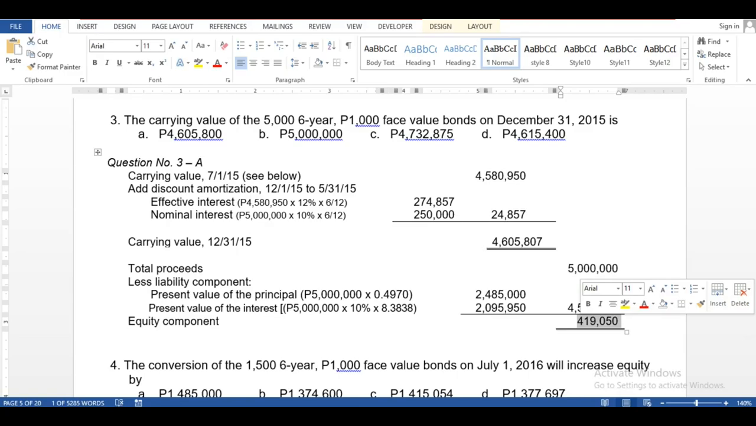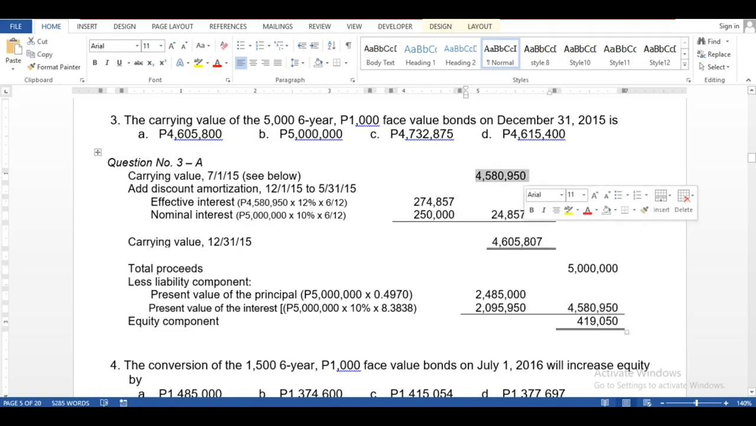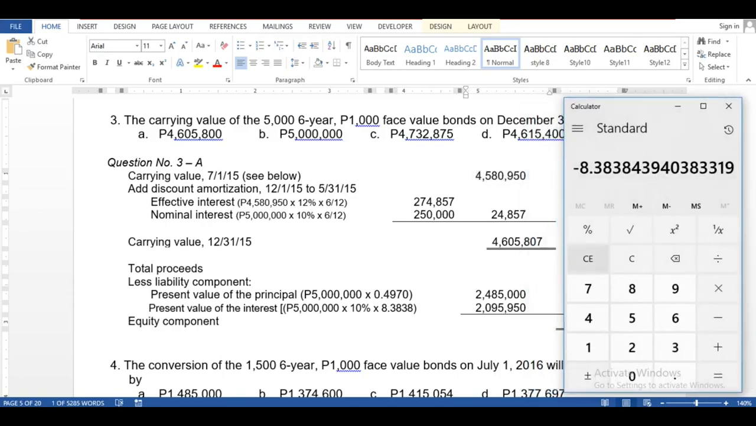But the question here is the carrying value of the bonds. So yung carrying value of the liability component. So amortize this one, 4,589.50. Okay, ito po, using this table. O di kaya yung shortcut po natin. So ano yung shortcut natin? Once again, 4,589.50 multiplied by 1.06, right? And then deduct this one by the nominal interest, which is 250, right? So minus 250.